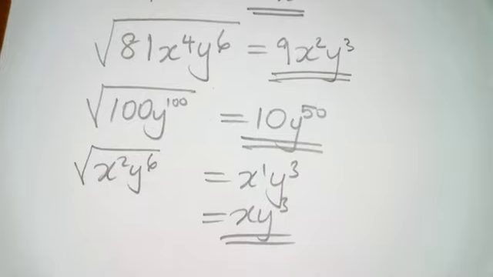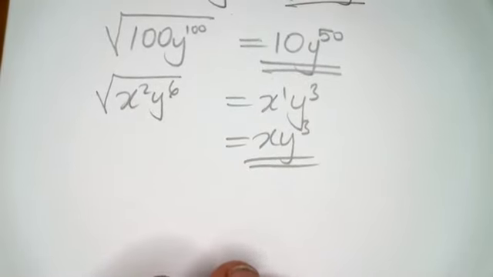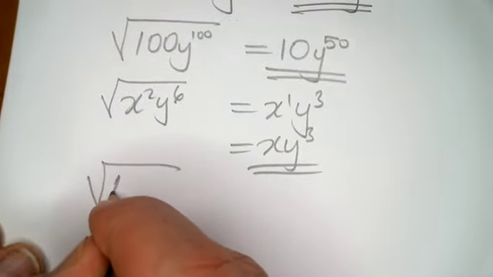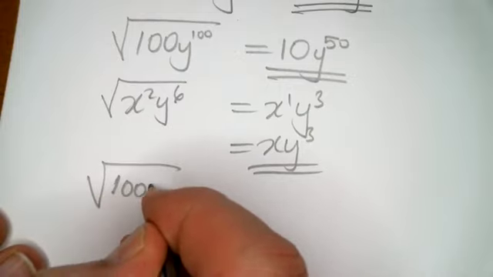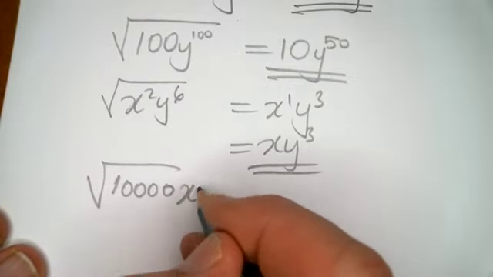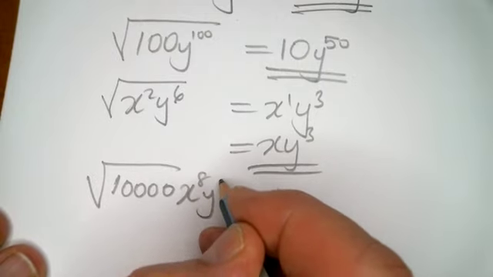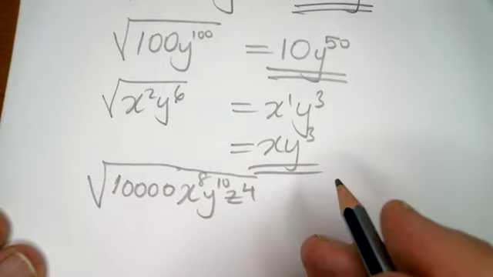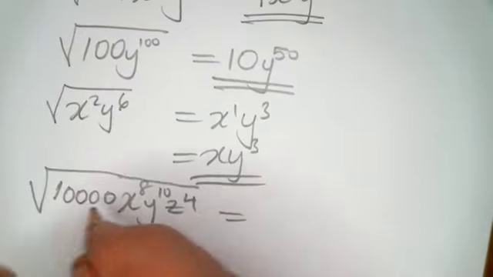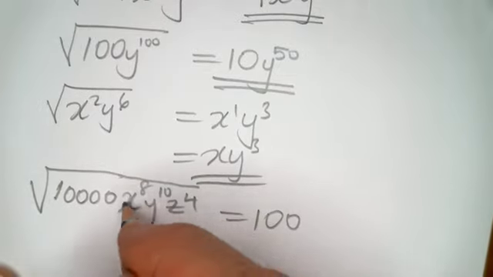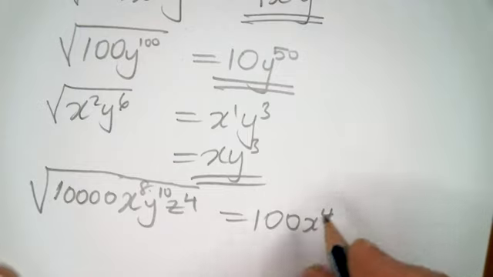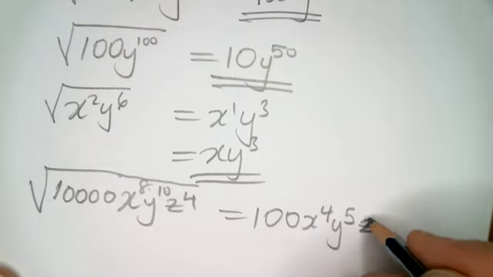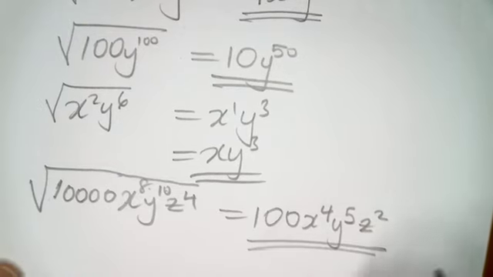All right, just to finish off, let's imagine it was something that looks a little bit more evil. Let's say it was the square root of 10,000 x to the 8, y to the 10, z to the 4. All right. Don't you love ones like this? Okay, well, the square root of 10,000 is 100. The square root of x to the 8 is x to the 4. The square root of y to the 10 is y to the 5. And the square root of z to the 4, well, half of 4 is 2. And there is my solution.